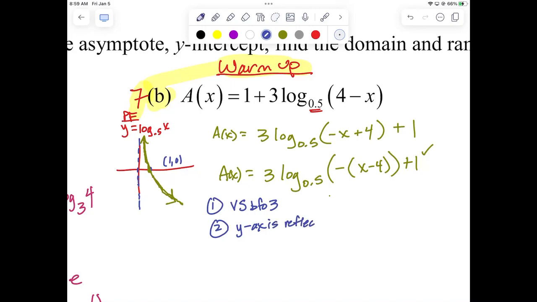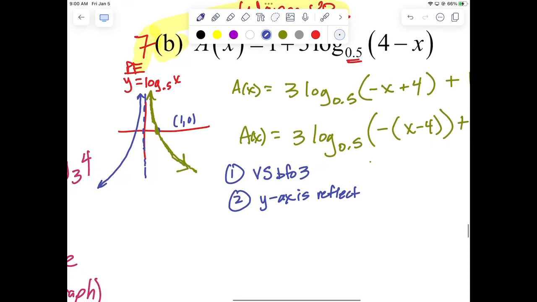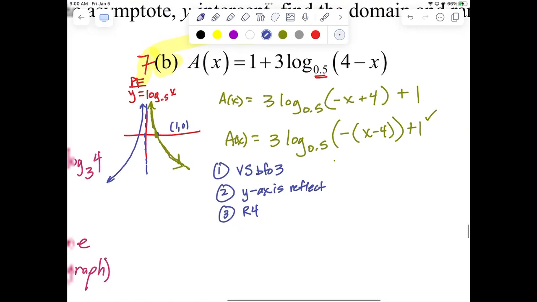So the vertical stretch by a factor of 3, we don't really need to show. It's just going to make it steeper. But when I reflect it across the y-axis, which is where the vertical asymptote is, it's going to look like that, doesn't it? So now it turns into a growth function, and most importantly, it lives now to the left of the vertical asymptote. What does the minus 4 do? It moves it right 4, so R4, and then the last one, the plus 1, that's up 1.